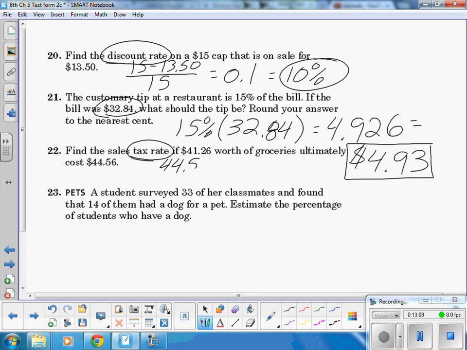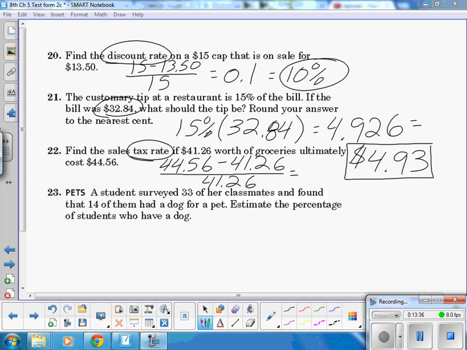Max, $44.56 minus Ruby. Oh, I'm kidding. That was Max and Ruby. Okay. 44.56, the maximum, minus the minimum, 41.26. And then we divide by the original. The original price is 41.26. Bet you weren't expecting to hear a Max and Ruby joke in the middle of this.